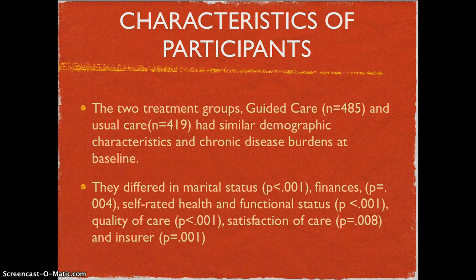The two treatment groups, the guided care, which were 485, and the usual care, 419, had similar demographic characteristics and chronic disease burdens at baseline. Where they did differ at the 0.001 level was in marital status, functional status, and quality of care. They also had some differences in finance, satisfaction with care, and insurer.